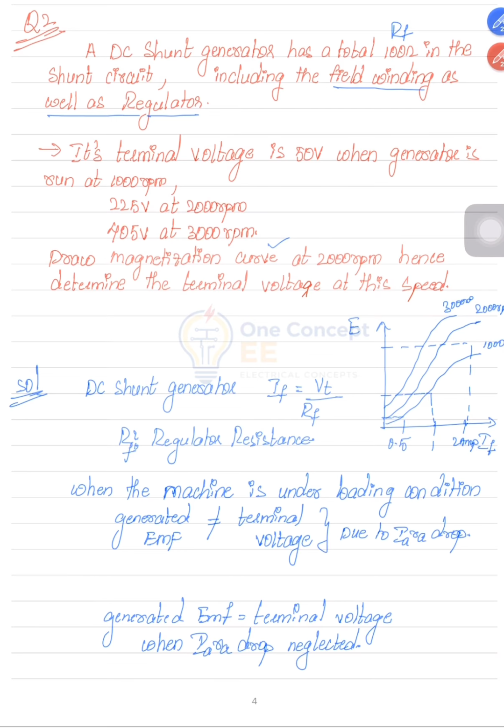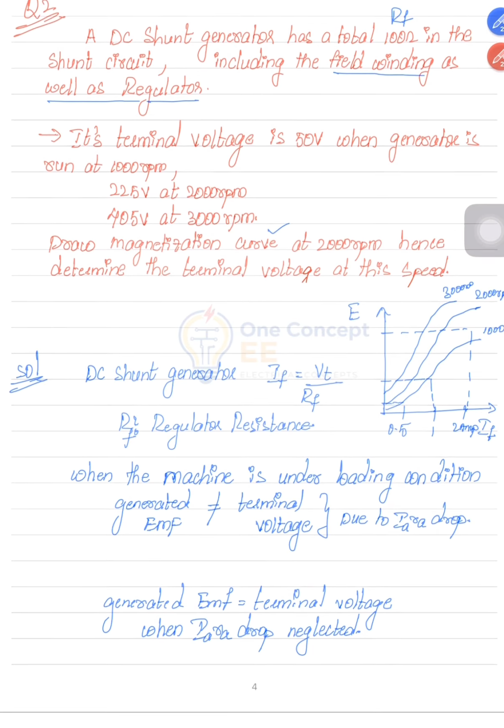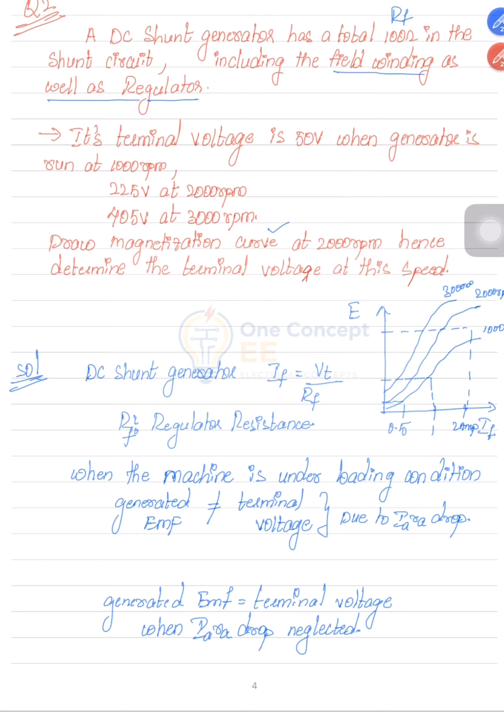Let's go into the basics. Let's suppose the machine is running under no load condition, then the generated EMF is equal to terminal voltage. Or if you are assuming the armature current is very small, then the IaRa drop will also be low. In that particular condition as well, we can think generated EMF equals terminal voltage.